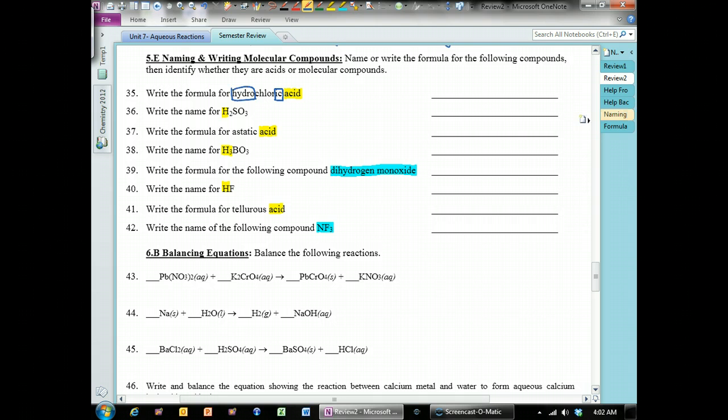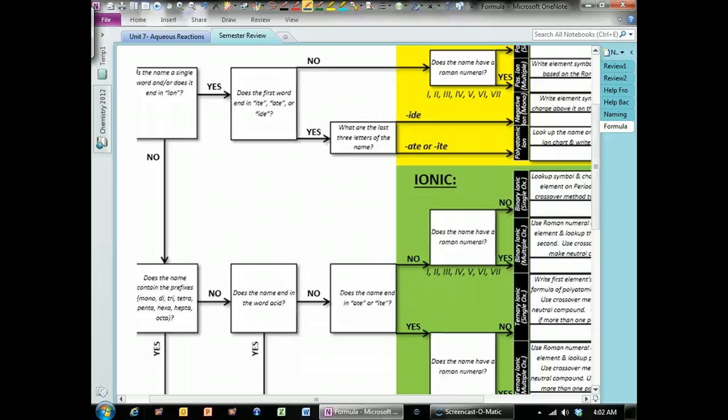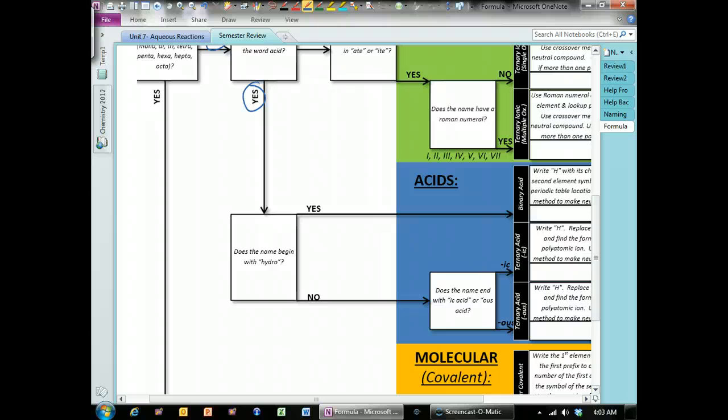So when we go to the flow chart for writing the formula, we answer the questions. No, it does not have a charge. And does it have a prefix like mono, tri? No, it does not. Does the word end in acid? Yes. So we go down here. And does the name begin with hydro? Yes, it does. That's telling us it's a binary acid.